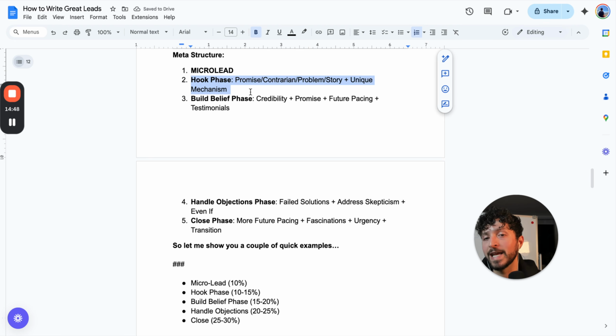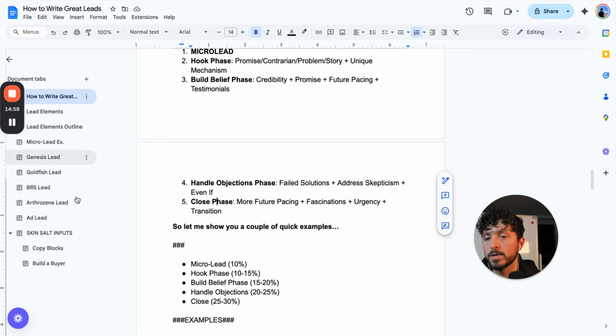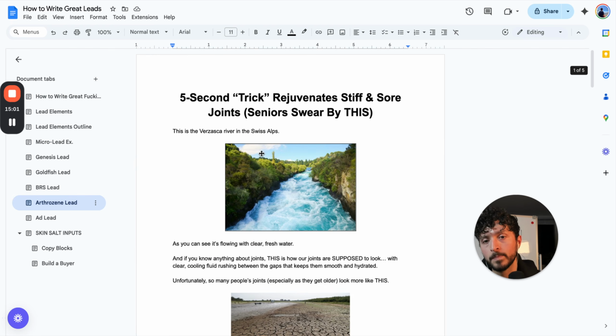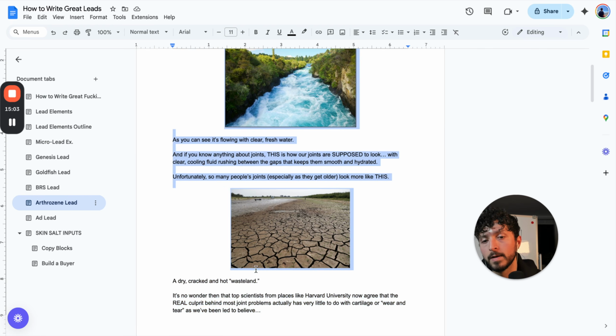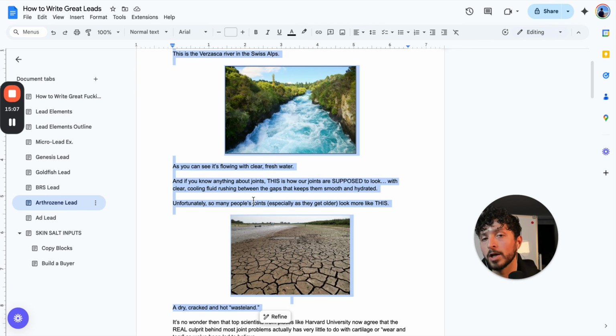You tell them what's in it for them with your unique mechanism. Then you're going to build up the belief once they're interested in it. Then they're going to have tons of objections. You handle those objections, and then you emphasize the urgency of why they need to watch this thing right now. So again, let me just pull up this example. Okay, so this would be my micro lead, as you see in here. I'm getting their attention with a visual, concrete metaphor.